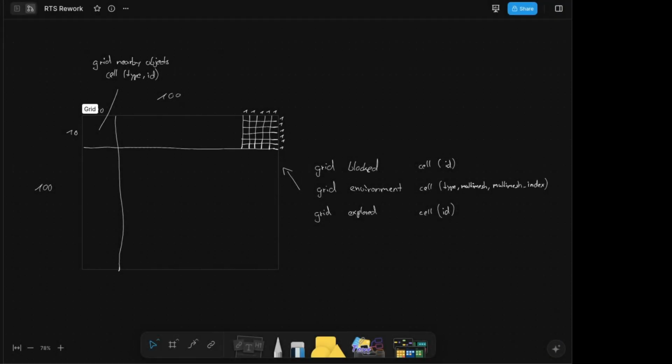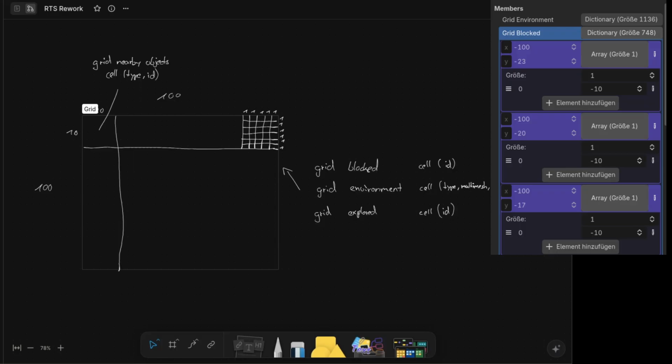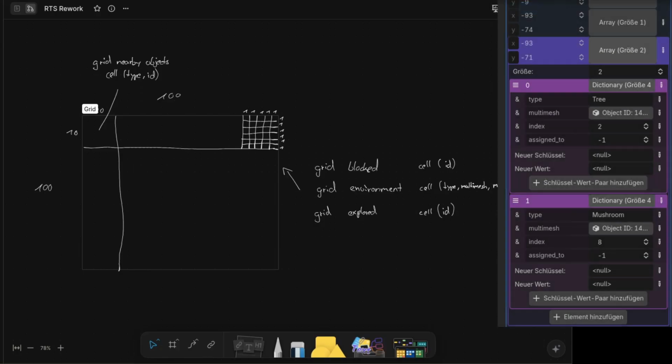When the world generates, environment objects are placed into this small grid. Since they don't have a unique entity ID like a unit or a building, I block their respective cells using a dummy ID of -10. At the same time, the environment grid stores the object type, the specific multimesh it belongs to, and its multimesh index. Storing the multimesh data is really useful.